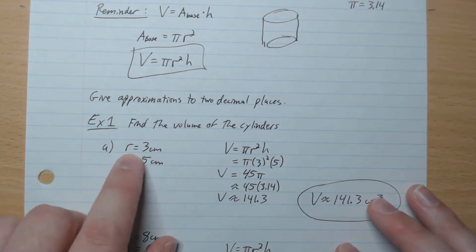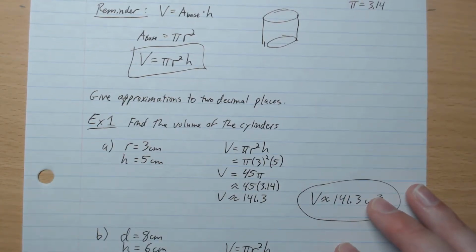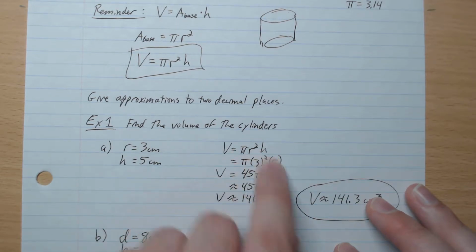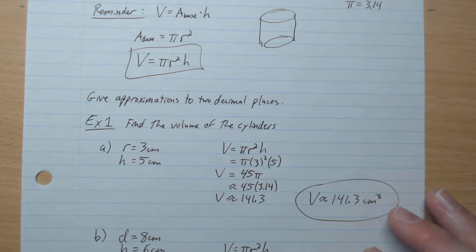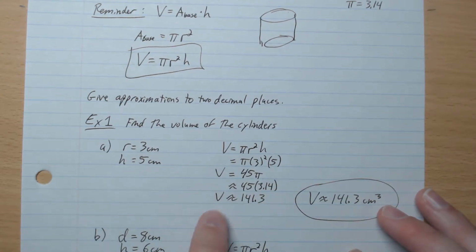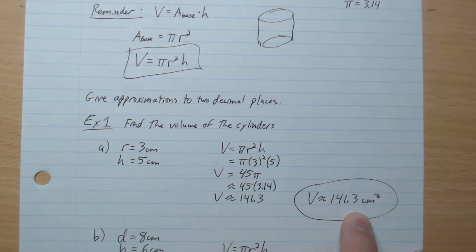Example 1, r is 3, h is 5. So volume is pi r squared h, r is 3, h is 5, 45 pi. Plug in 3.14, so our volume is approximately 141.3 centimeters cubed.